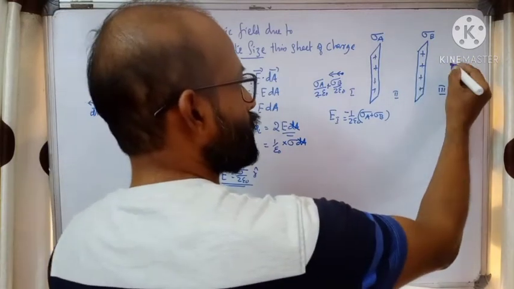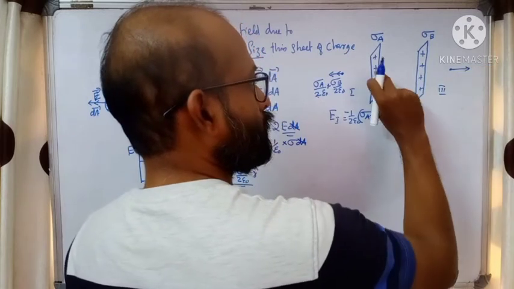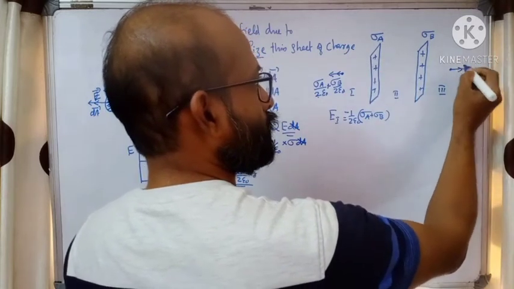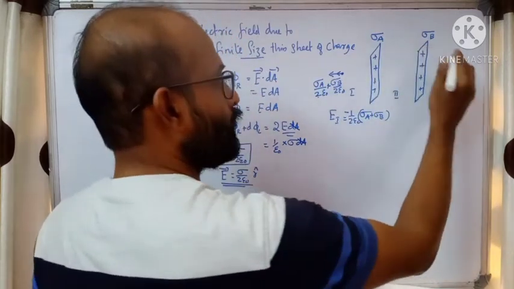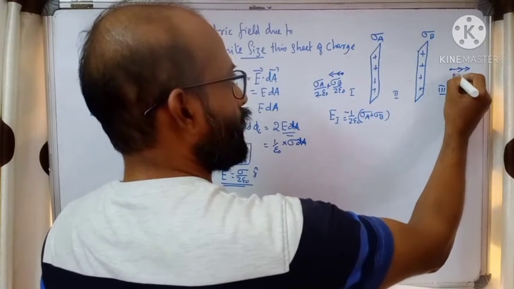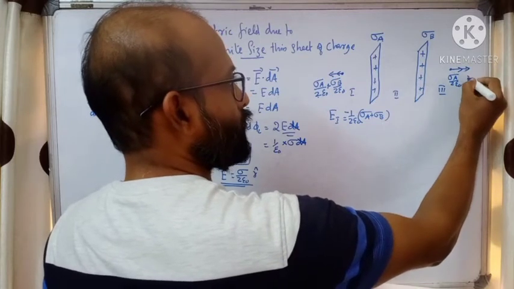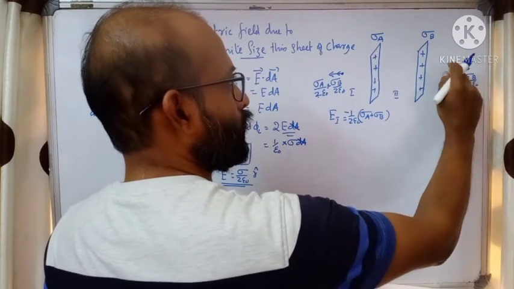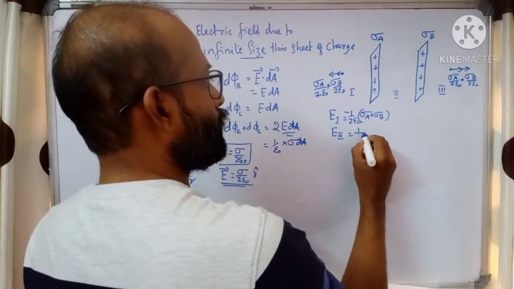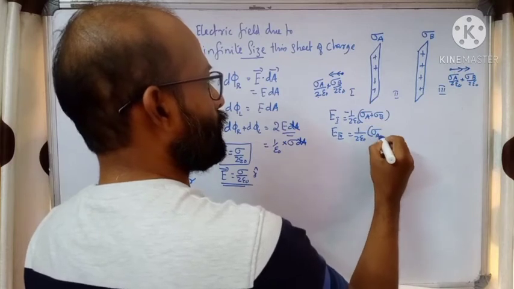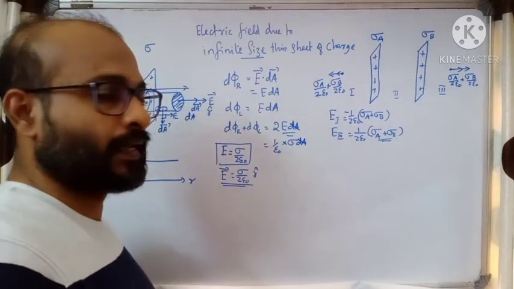Now in region 3, I just choose one point. This positive charged sheet will produce a field in the rightward direction. This also will produce a field in the same direction. What about the net field in region 3? As we have seen here, both fields are towards the right side. One field has a value sigma A by 2 epsilon 0. This also has a value sigma B by 2 epsilon 0. Both are in the same direction, so we need to add. So in region 3, we have the equation 1 by 2 epsilon 0, which is common, times sigma A plus sigma B. This is the net field in region 1 and region 3.